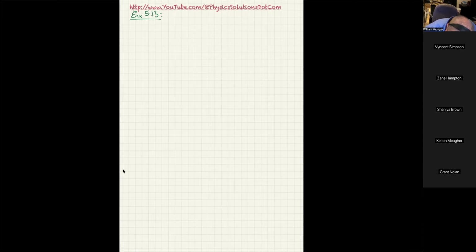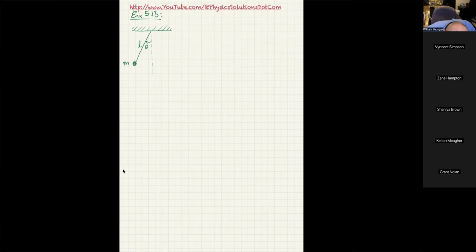Let me draw a diagram real quick to make some sense of this. So here's our ceiling, like that. Okay. And let's say right here is vertical. And what we have over here is a string of length L at an angle theta. And then at the bottom of that is a mass M.